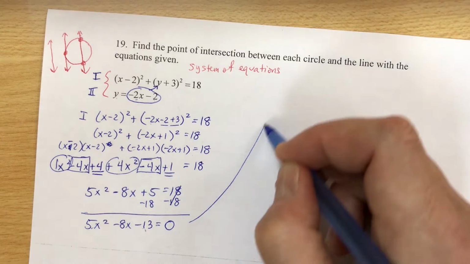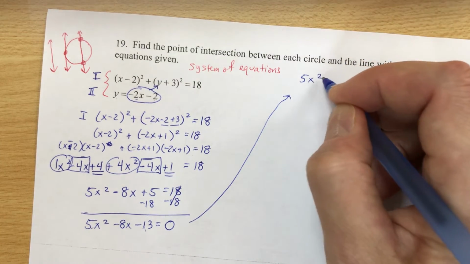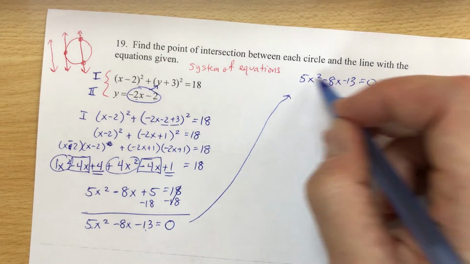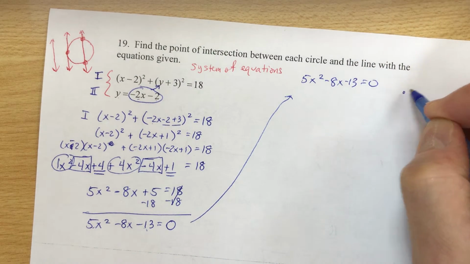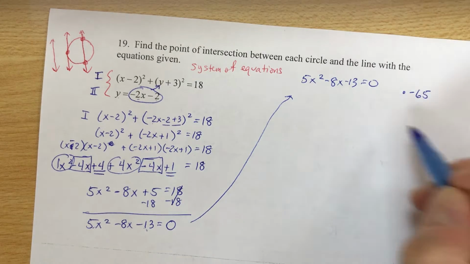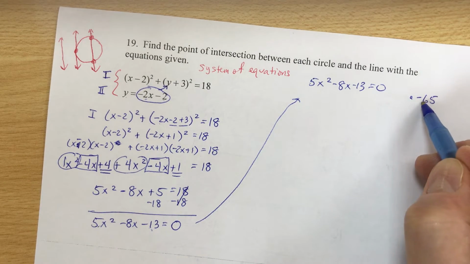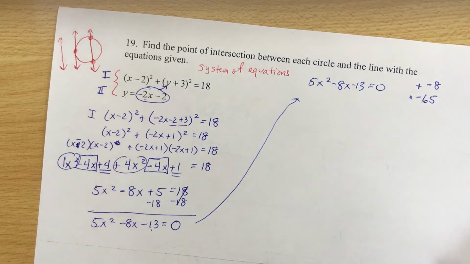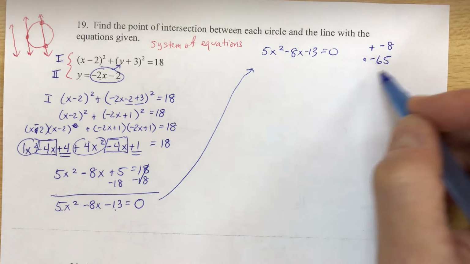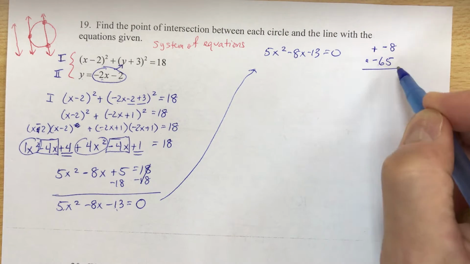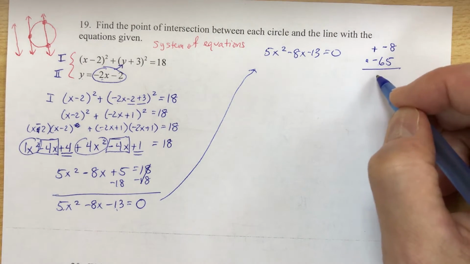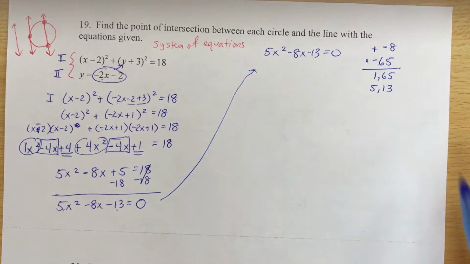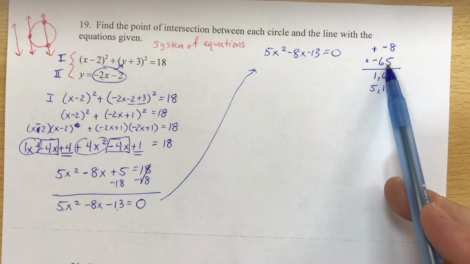I'm going to come up here. So 5x squared minus 8x minus 13 is 0. To factor this, I do 5 times negative 13, which is negative 65. And then I'm thinking, what multiplies to negative 65 and adds up to negative 8? I'm assuming that you've done this before, that you know how to factor, because I am going through this quickly. So what multiplies to negative 65? Well, there's 1 and 65, and there's 5 and 13. There are not many factors that multiply to 65.